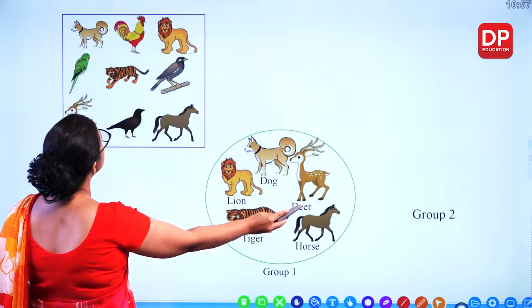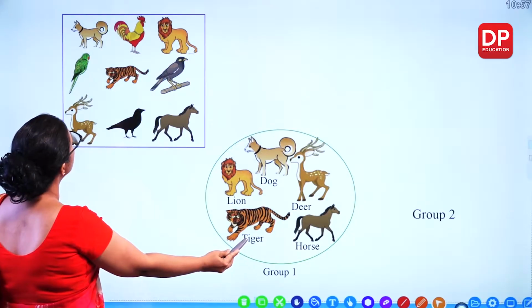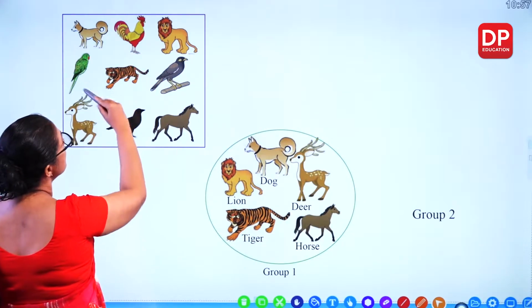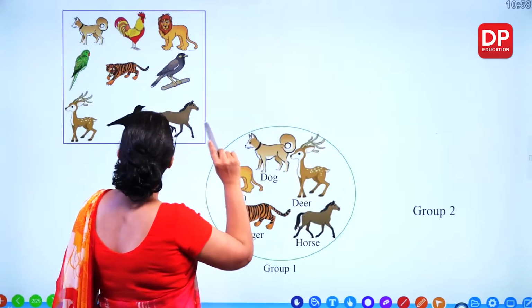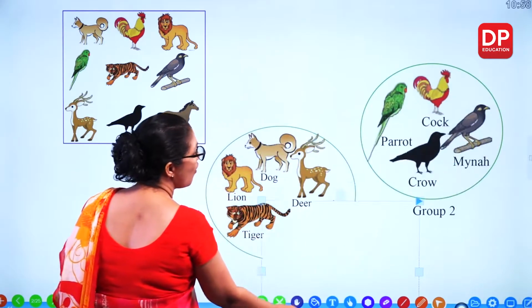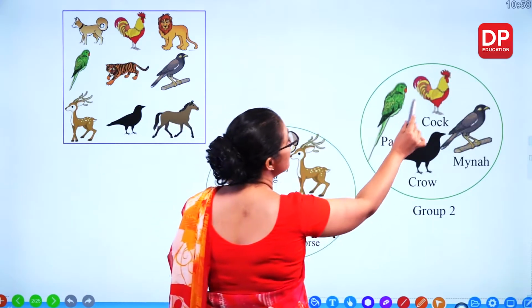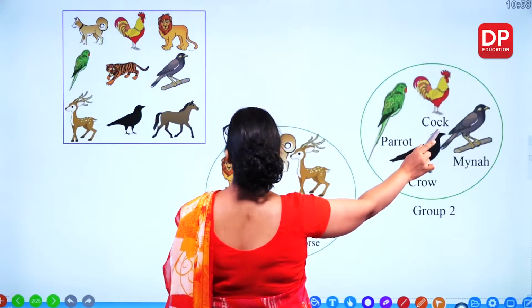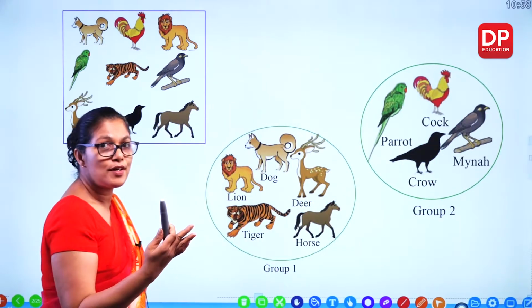So here we can see one group is dog, deer, lion, tiger and horse. And the other group, what's the other group? So birds, we can see all the other animals, all the other birds, parrots, cock, myna and crow in another group.